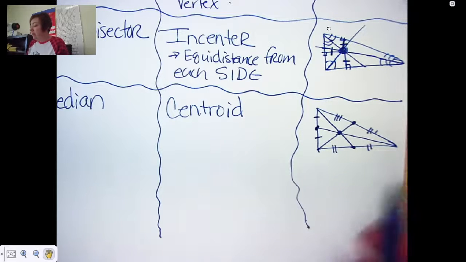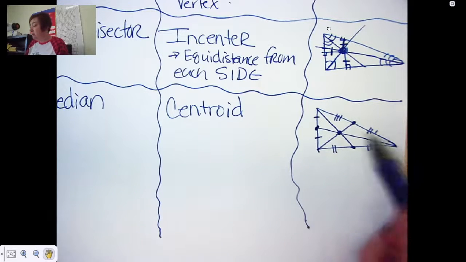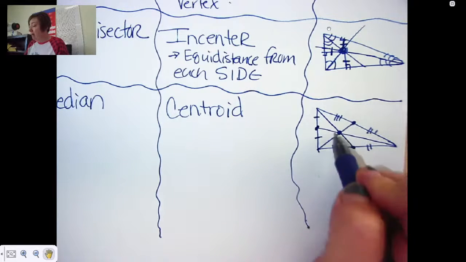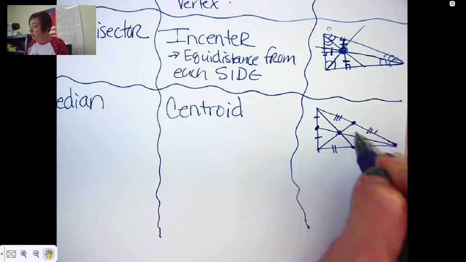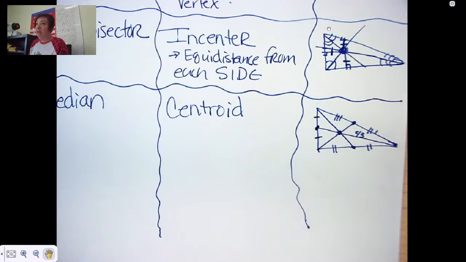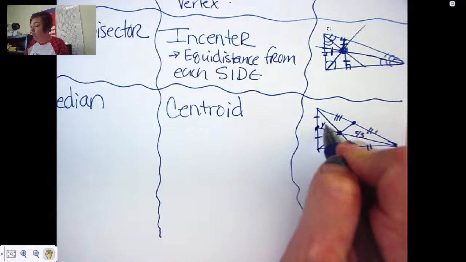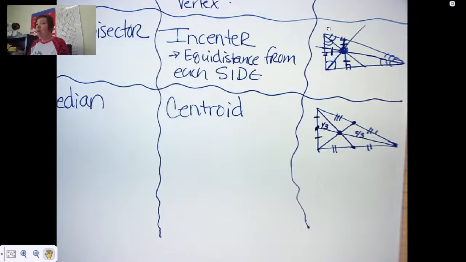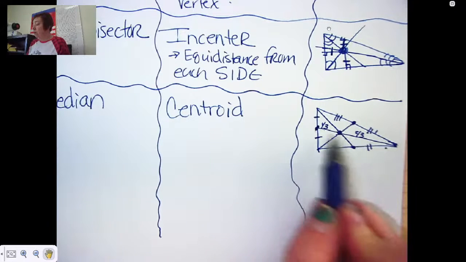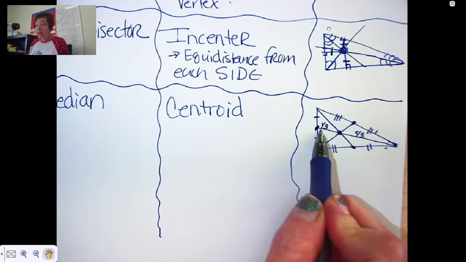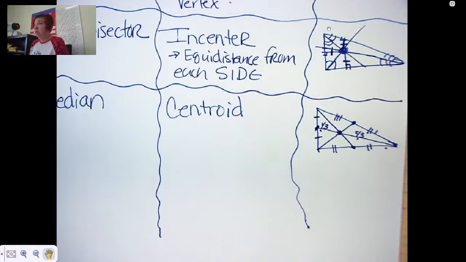But the other thing is that each of these medians is broken up into 2 pieces by the centroid. And so the long end, the end that starts at the angle and goes to the centroid, that's 2/3 the total length. And the shorter end, the part that goes from the centroid to the side, is 1/3 the total length. So like if the whole length of the median is 9, then 1/3 of 9 is 3. 2/3 of 9 is 6. So 3 plus 6 adds together to get you the total length of 9, right?